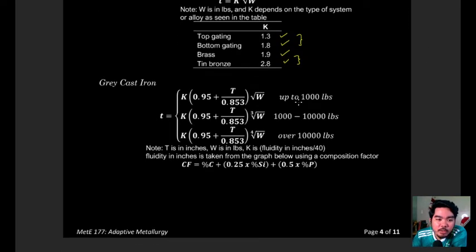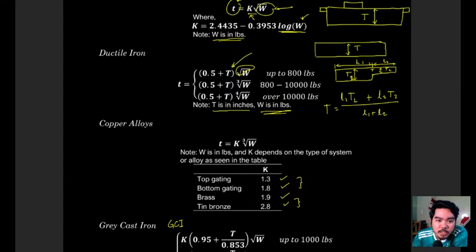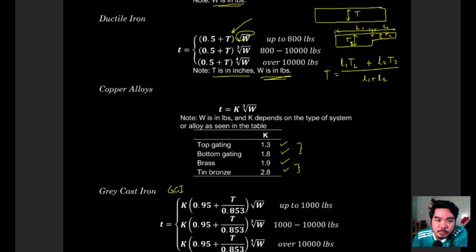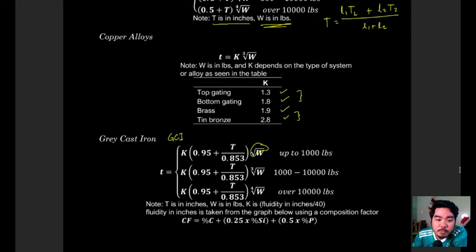Okay, then we have your gray cast iron. Sometimes it's abbreviated as GCI, no? So in the industry, they just call this GCI. So gray cast iron is again a piecewise function, no? It's similar to the ductile iron formula, wherein you have limits, and the root changes. So it can be a square root, a cube root, or a fourth root, no.